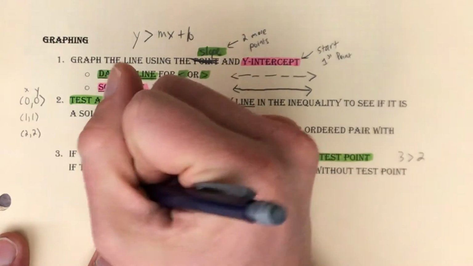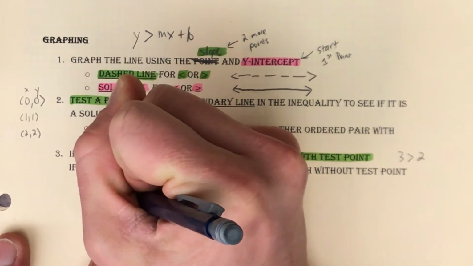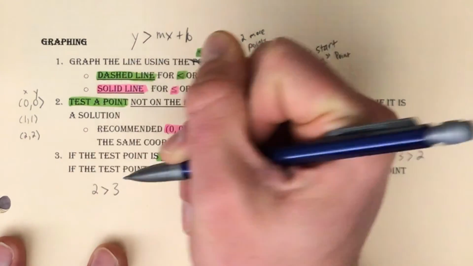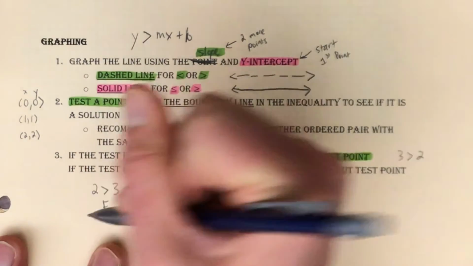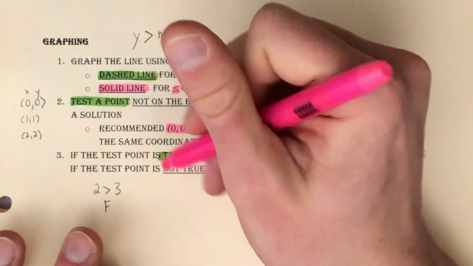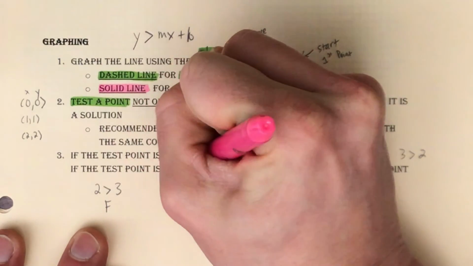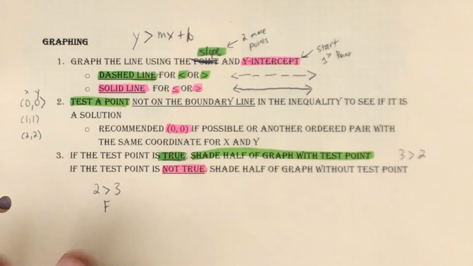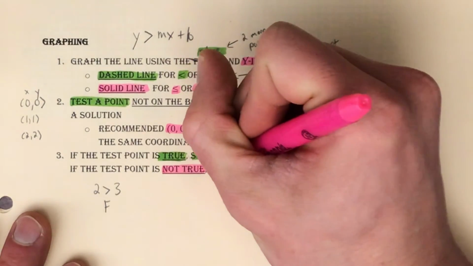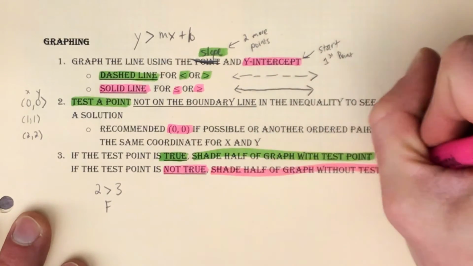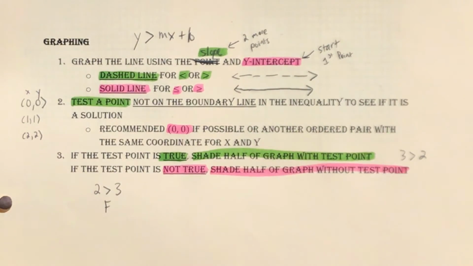Maybe we end up, though, with something like 2 is greater than 3. Well, that is not true. That's false. So that means everything on the side that the test point is on is not where we shade. We shade on the side without the test point. So shade the half of the graph without the test point. That may be below the line, it could be above the line, it could be in a few different places.